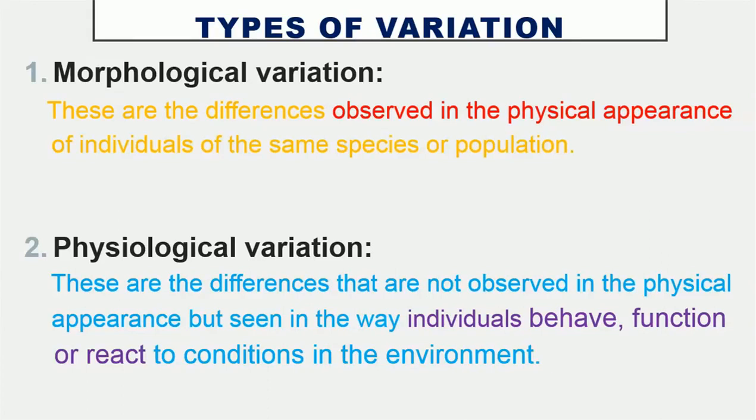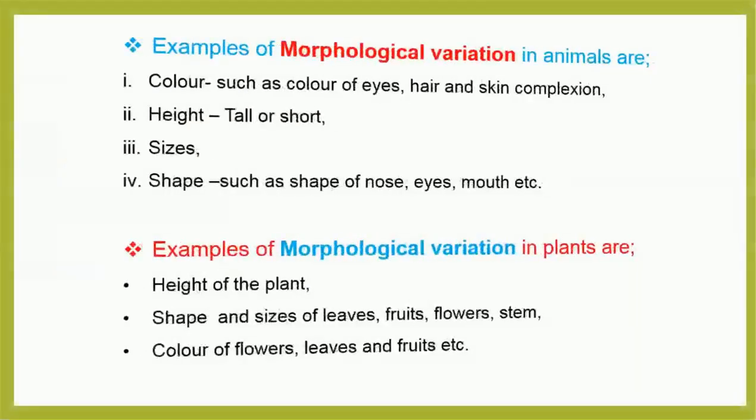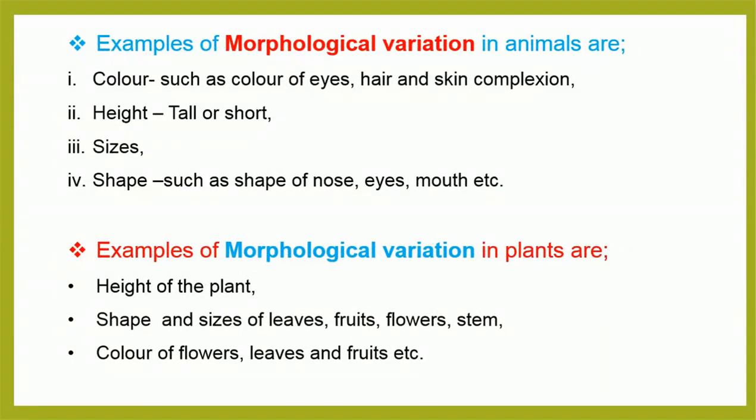Not until they act in certain ways or behave in certain ways, these differences cannot be seen. So let's look at examples of these 2 types of variation. Examples of morphological variation in animals are 1. Color. It can be color of the eyes, color of the hair, color of the skin.